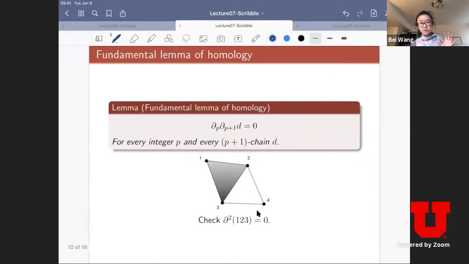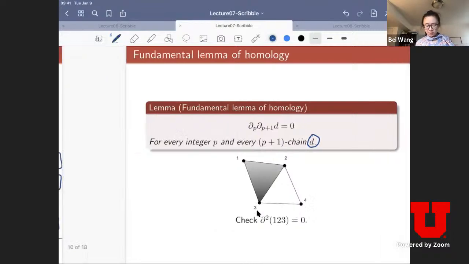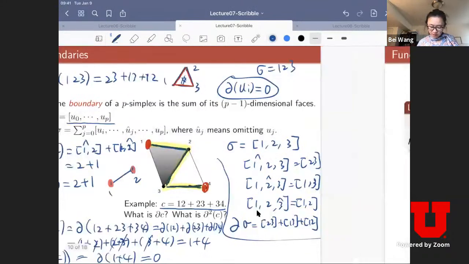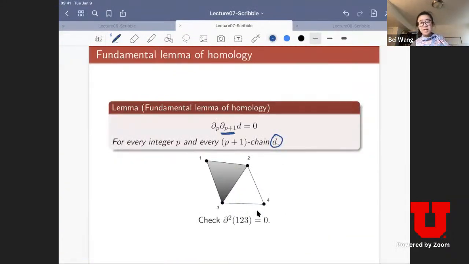Okay. So we're going to do more examples. But before we do more examples, let's talk about the fundamental lemma of homology. It says that for every chain, I'm using D as a notation. It's not a perfect notation, but let's say my chain is a P plus 1 chain, denoted by D. Then whenever you apply the boundary operator twice, you're going to get 0. Of course, there is a dimension that I didn't tell you, which is the boundary operator's dimension. So if my D is a P plus 1 chain, then the boundary operation is looking at the boundary of the P plus 1 chain, so the boundary operation has a dimension of P plus 1. Okay. But for the time being, let's ignore that notation, and just look at what is the boundary of a triangle and what is the boundary of that boundary.